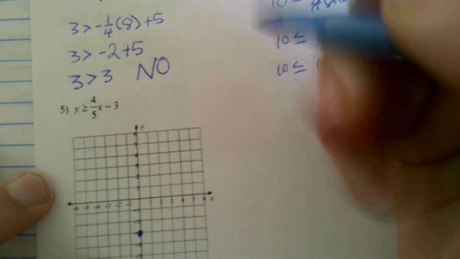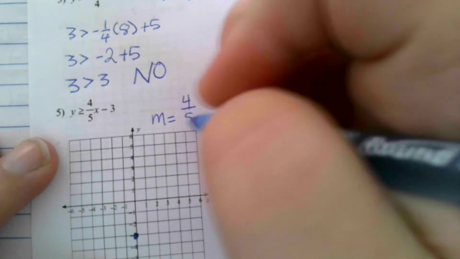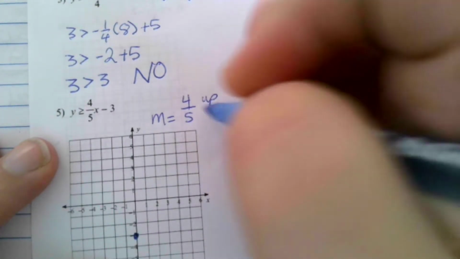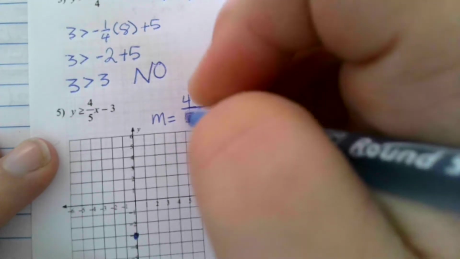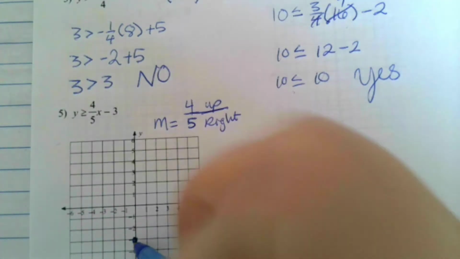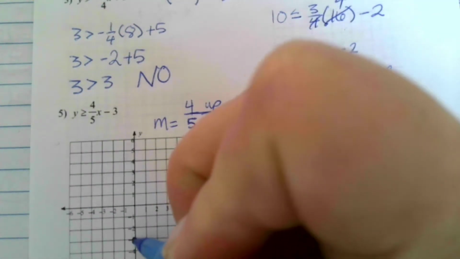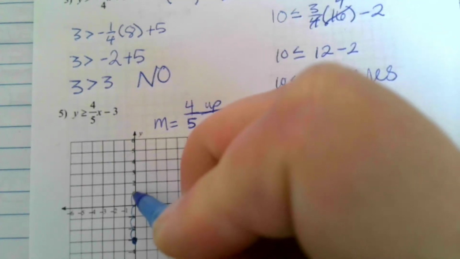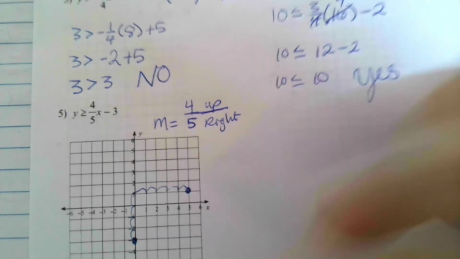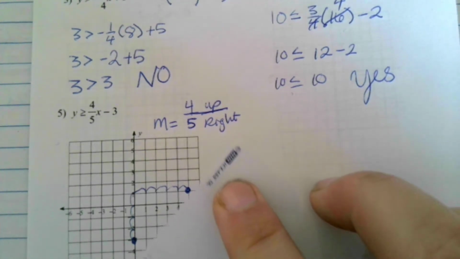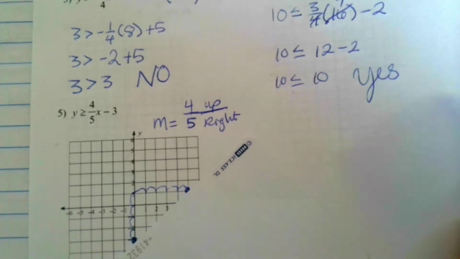Okay, you guys, what's my slope? It's 4 over 5. So remember, that's up and to the right. From this point, I'm going to go up how many? 1, 2, 3, 4, and then right how many? 1, 2, 3, 4, 5. And then we're doing a solid line, so I'm going to go ahead and do a solid line.